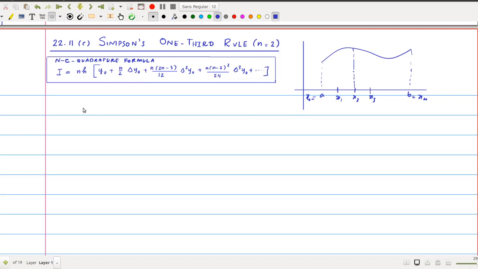So first of all, we will evaluate in this one-third rule from x0 to x0 plus 2h. The value of n is equal to 2 here, because we use this much interval. We have x0, x0 plus h, and x0 plus 2h. So n is equal to 2 here. First we use this formula to evaluate the integral of this part.